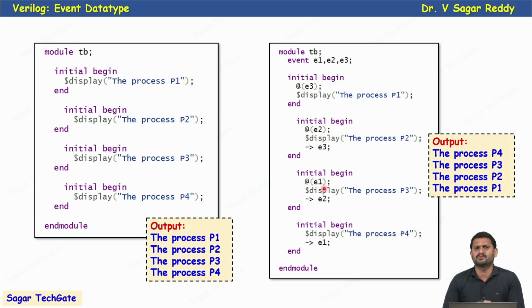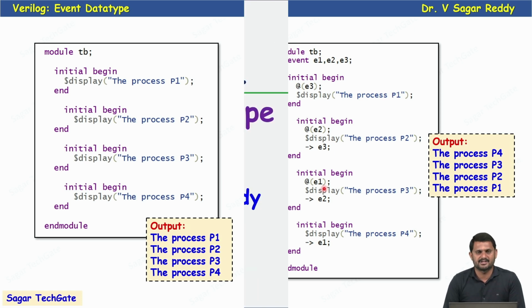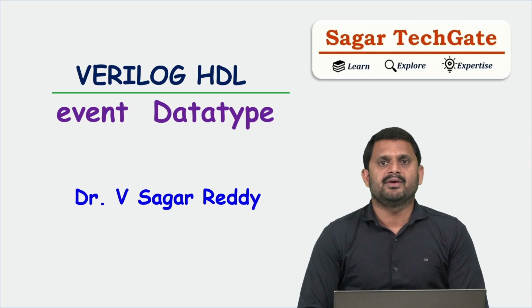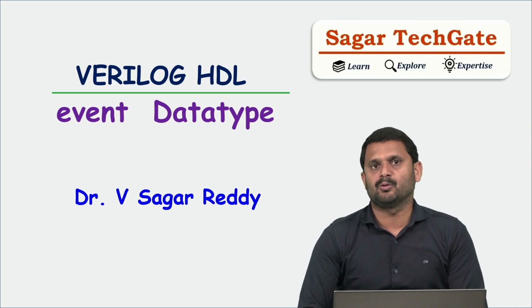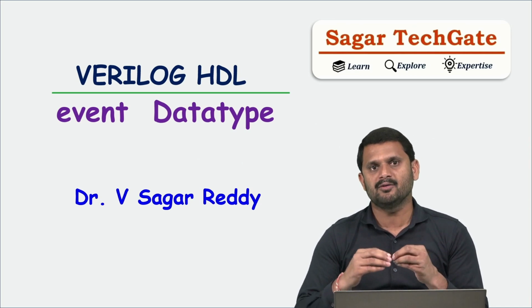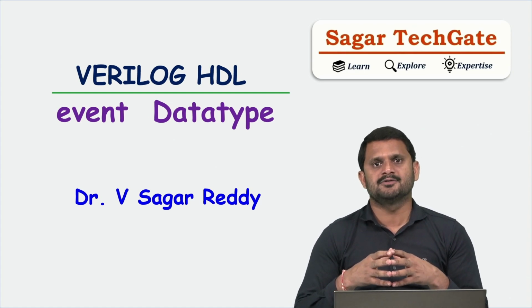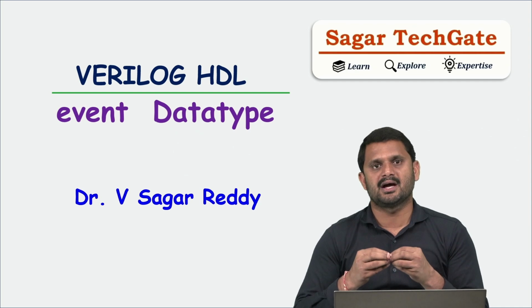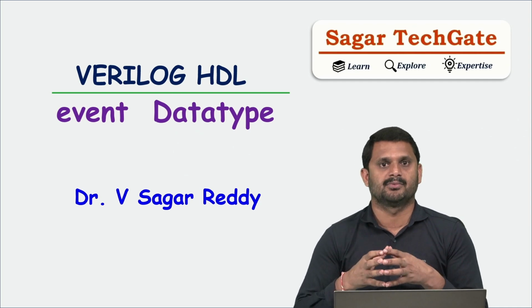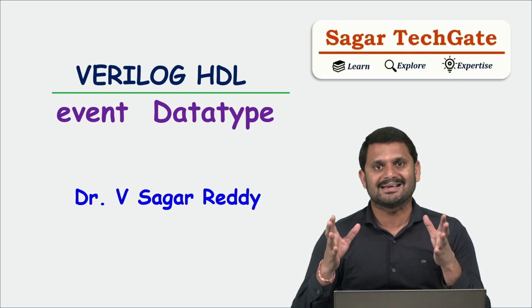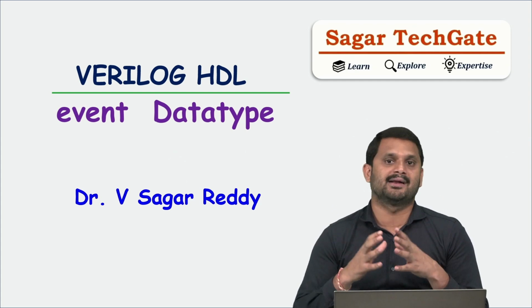So for what purpose do we use this event data type? To provide synchronization between two or more processes in the test bench. That's it for today's video on event data type in Verilog. We saw how events can be used to control the flow of simulation by allowing one part of the code to wait and another to trigger it. This is very useful in test benches and simulation scenarios. Remember, events are not synthesizable, but they make your test bench cleaner and more organized.